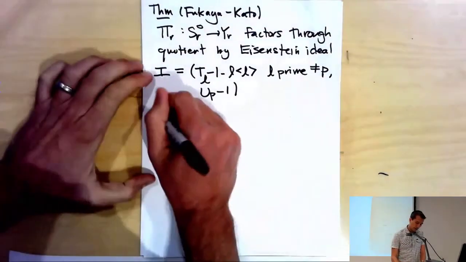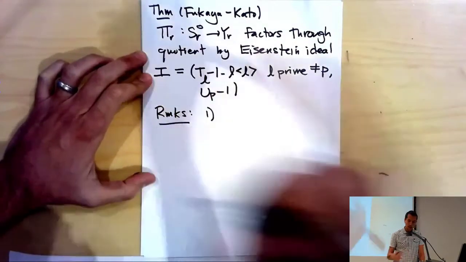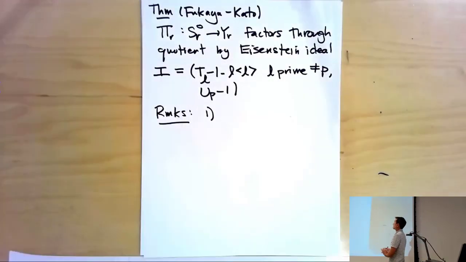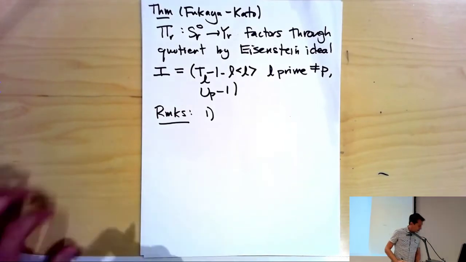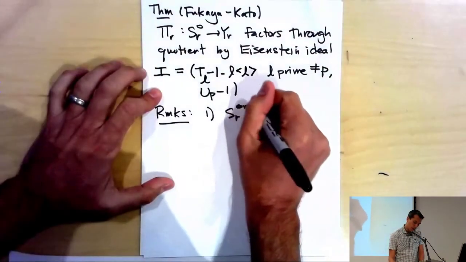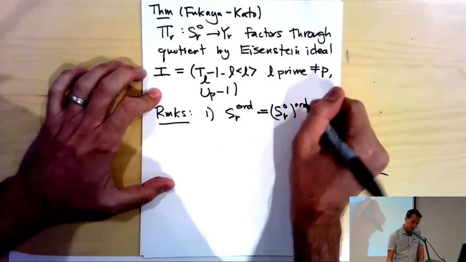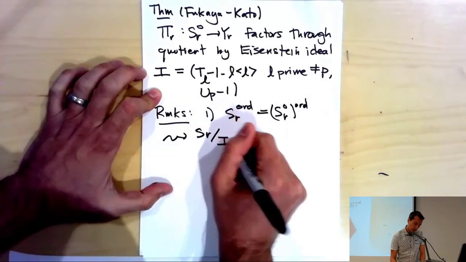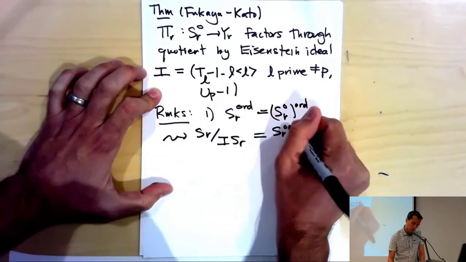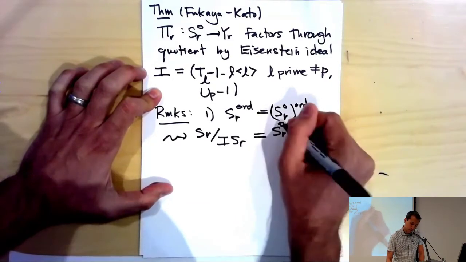Okay, so some remarks on this. The first is that if I look at ordinary parts, once I go mod Eisenstein, everything is ordinary because U_P is 1. And ordinary means U_P is a unit. So 1 is a unit. And S_r ord actually equals S_r circ ord. So I can forget about the circs. So this implies that S_r mod I S_r is S_r ord mod I, S_r circ mod I S_r circ.